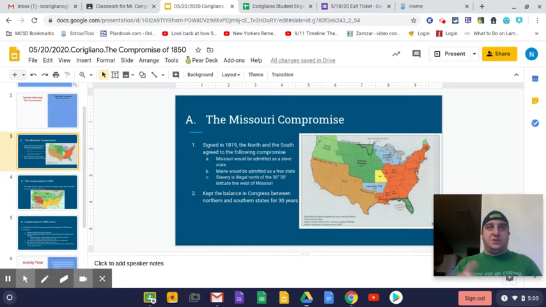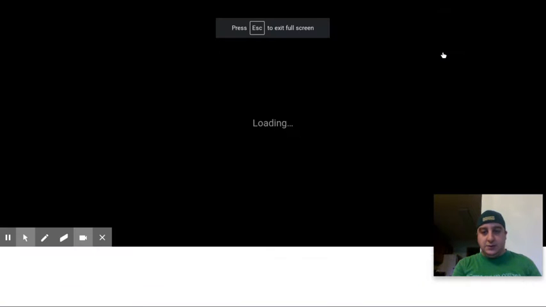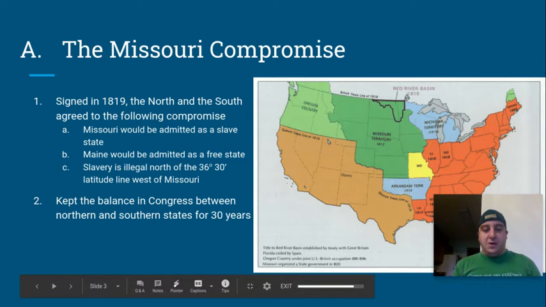If you remember, Missouri is admitted to the United States as a slave state, Maine is admitted as a free state, and slavery is kept south of the 36°30' line west of Missouri. We can see on this map, and it's a little tough to see right now, so I'll go ahead and present this real quick to make things a little easier.